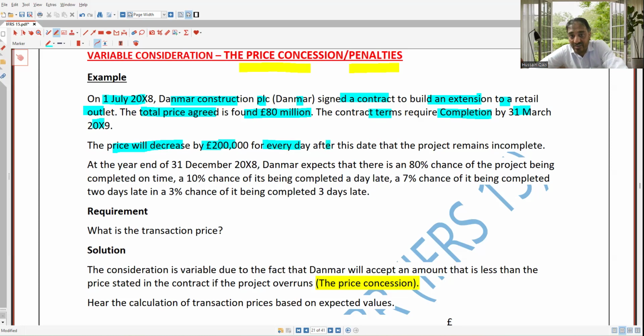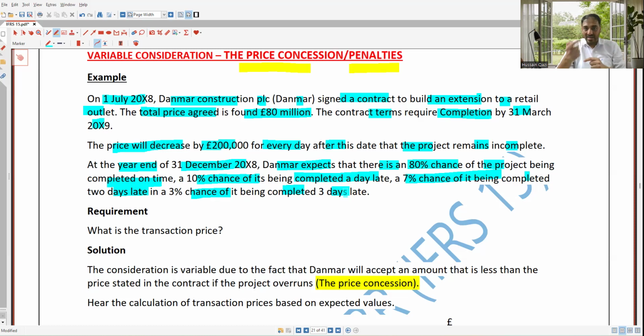200,000 for every day after this date that the project remains incomplete. So first of all, you need to pick that point. This price concession or penalty to the seller is something about variable consideration. At the year end 31st December X8, Denmark expects that there is an 80% chance of the project being completed on time, 10% chance of being completed a day late, 7% chance of being completed 2 days late, and 3% chance of being completed 3 days late.